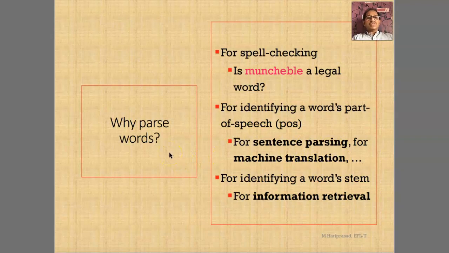Parsing words is also necessary for identifying a word's stem. When we parse words, we identify the stem. When you identify the stem, then we know what the actual word is, that is, what particular meaning it has. Depending on that, we will be able to retrieve information.